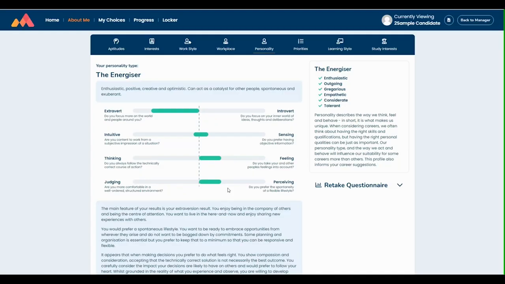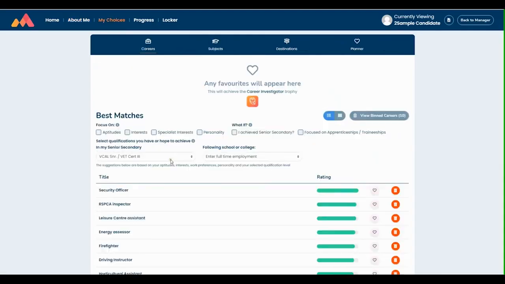Reality is one of these components is stronger within the individual. Now I'm betting it would be the personality, but you would never know until you speak to the individual. Now moving on to the careers under My Choices, Morrisby generates a start point of academic attainment based on a formula around the assessment scores. Here it's suggesting VCAL Senior or VET Cert 3.